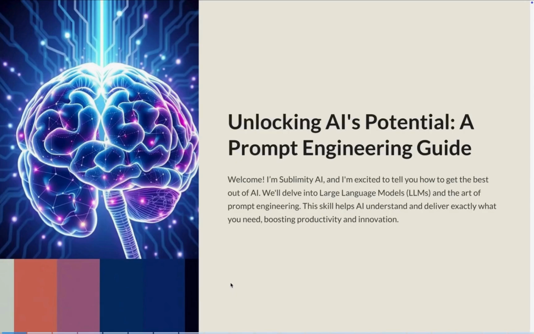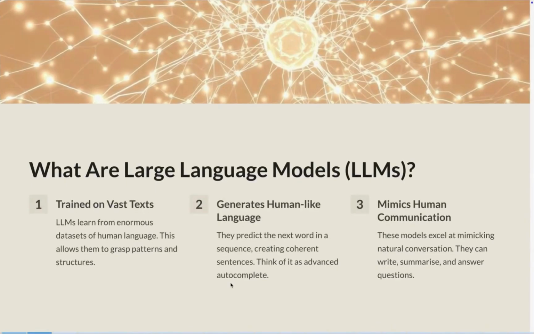Slide 2, what are large language models, LLMs? Let's start with the basics. Large language models, or LLMs. They're trained on massive collections of text, learning patterns and structures of human language. Think of them like supercharged autocomplete systems. They predict the next word in a sequence, which allows them to generate sentences, summarize, answer questions, and even mimic human-like conversations.